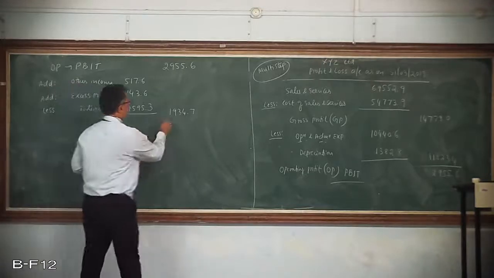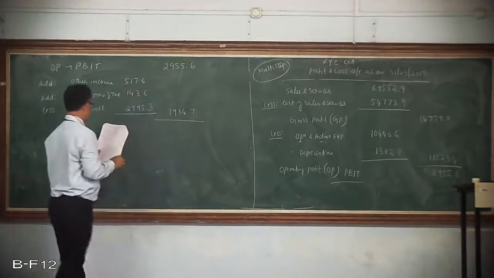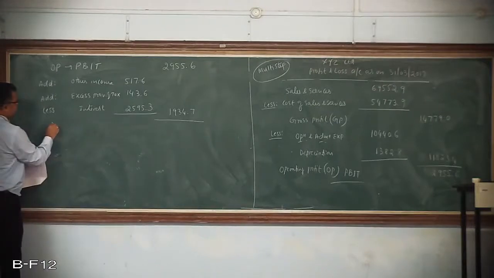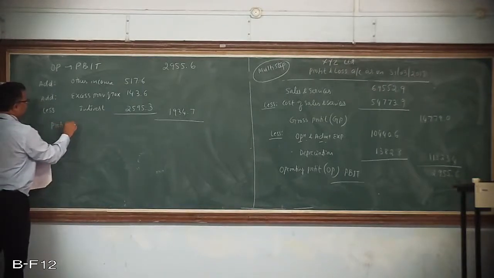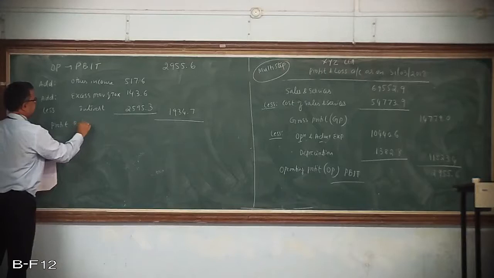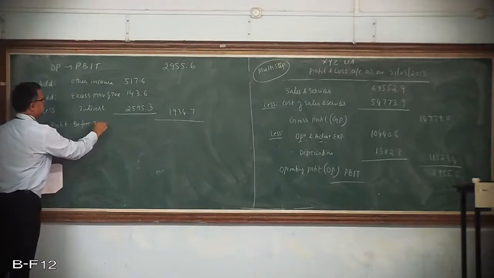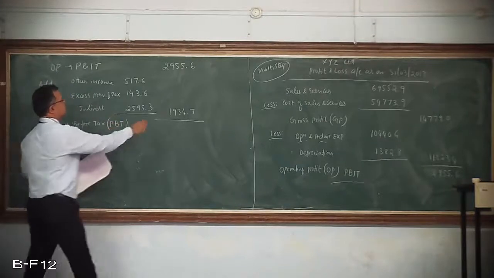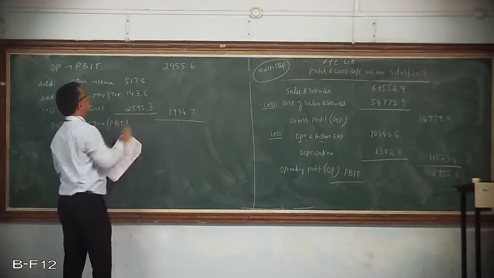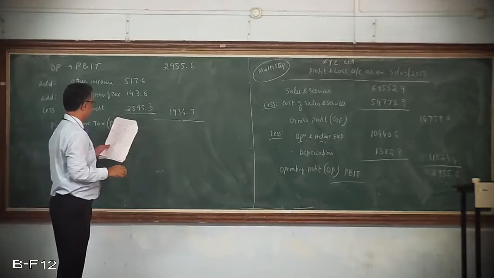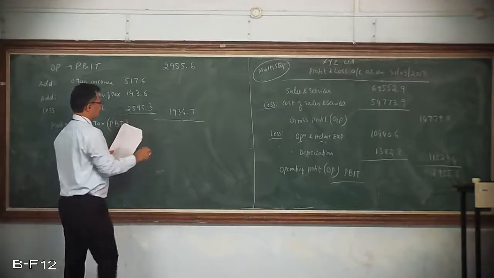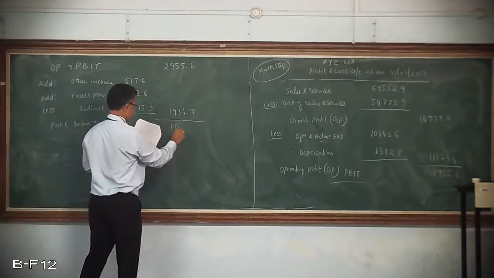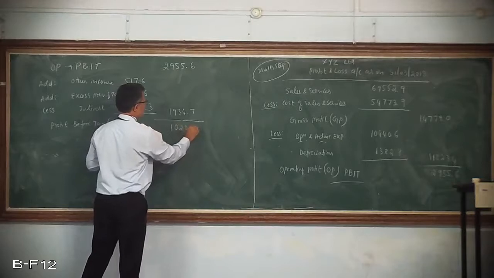So now you are going to get profit before tax, PBT. Subtract this value from this PBIT. It becomes 1020.9.